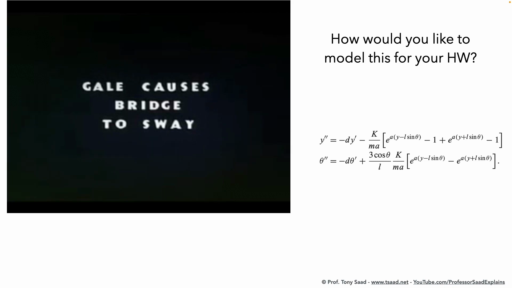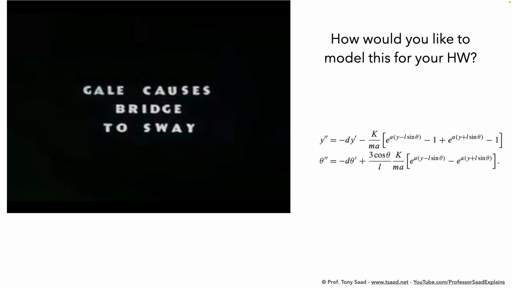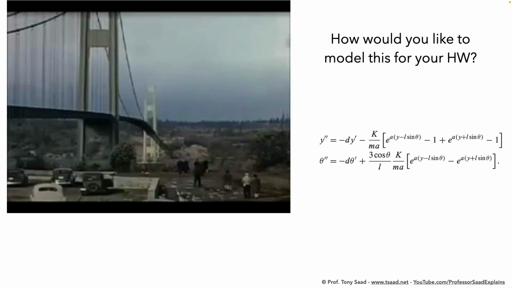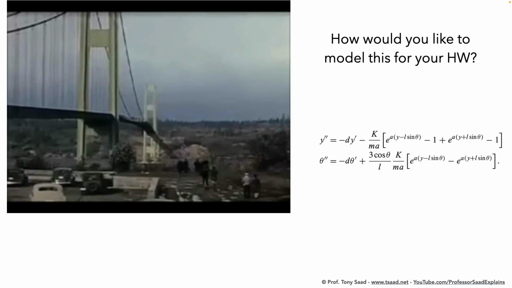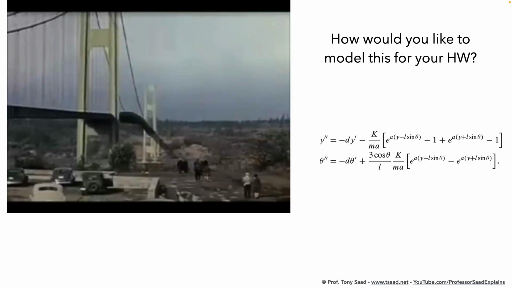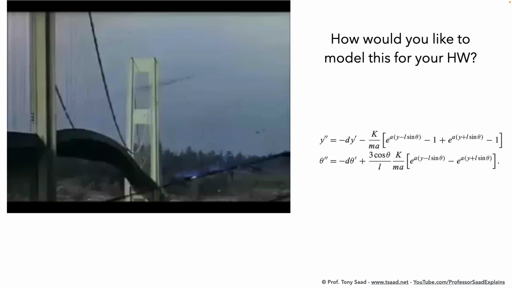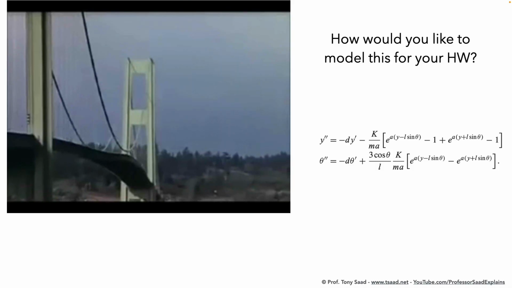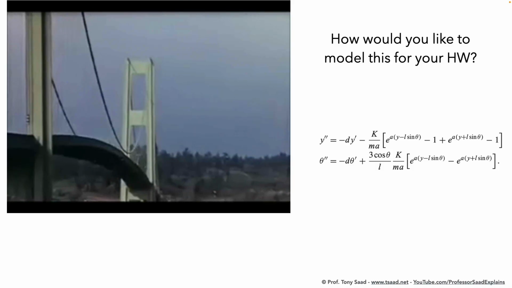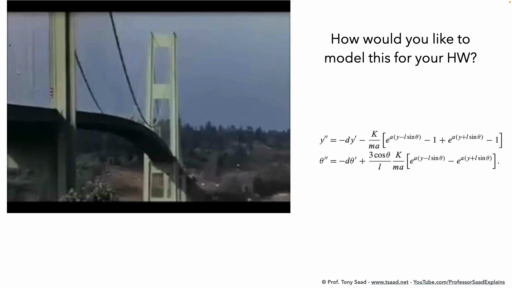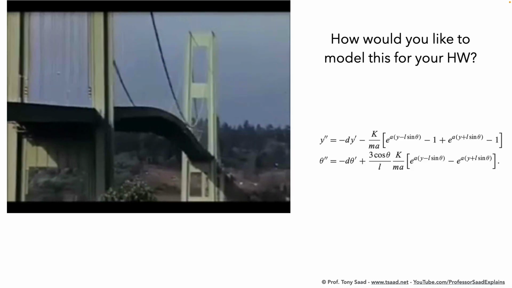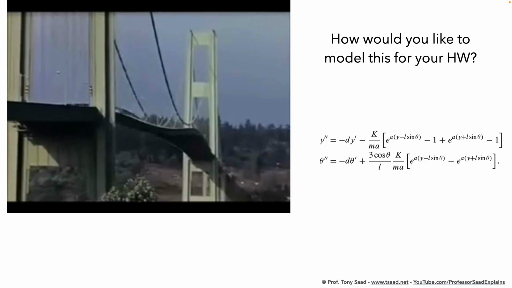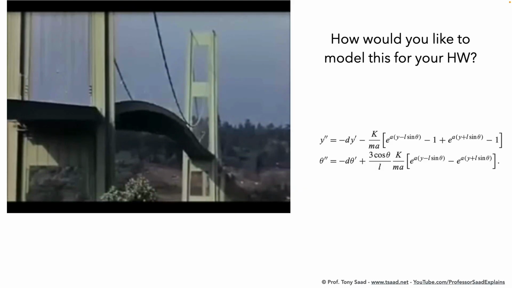I still have a couple of minutes, so I thought I'd scare you a little bit with this. Has anyone seen this before? Tacoma Narrows Bridge, yeah, in the 50s. So this is a prime example of what's called vortex shedding, aerodynamic induced instability.